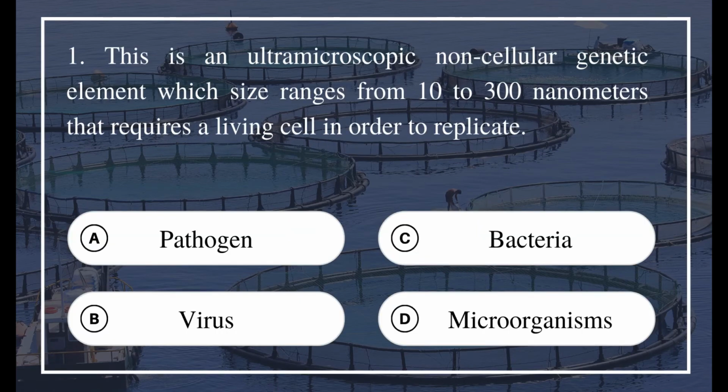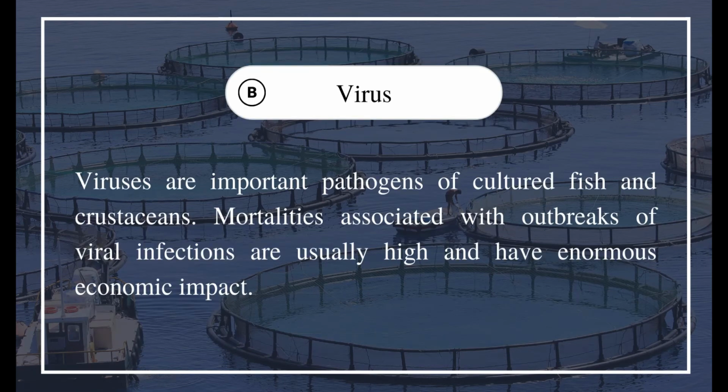1. This is an ultramicroscopic non-cellular genetic element which size ranges from 10 to 300 nanometers that requires a living cell in order to replicate. A. Pathogen. B. Virus. C. Bacteria. D. Microorganisms. The answer is B. Virus. Viruses are important pathogens of cultured fish and crustaceans. Mortalities associated with outbreaks of viral infections are usually high and have enormous economic impact.